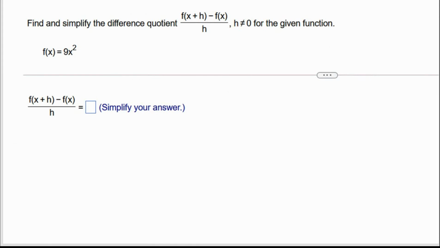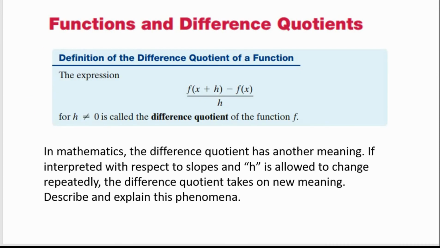All right. Let's do this last one here. Where's my question? I thought I had a question. Oh, there it is. I'm sorry. In mathematics, the difference quotient has another meaning if interpreted with respect to slopes, and h is allowed to change repeatedly if the difference quotient takes on new meaning. Describe and explain this phenomenon. That's a good question for you. All right, look that up, it may come up again.